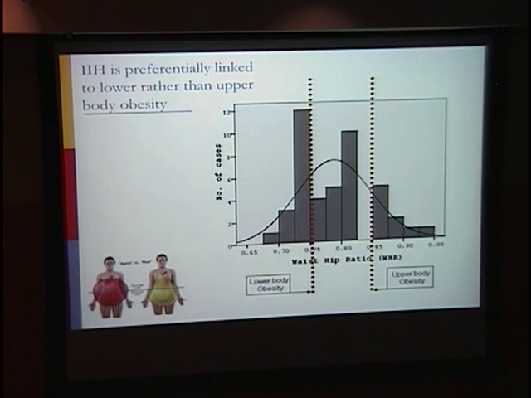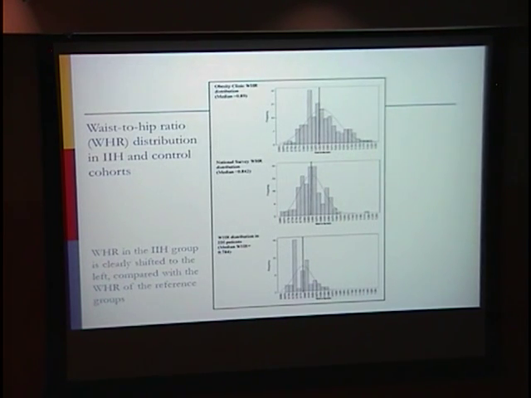This graph shows you how we divided lower body adiposity, which is less than 0.76, and upper body adiposity, which is over 0.85. And in this graph, you can see the obesity clinic, the national survey, and the IIH group that is clearly shifted to the left compared with the two reference groups.